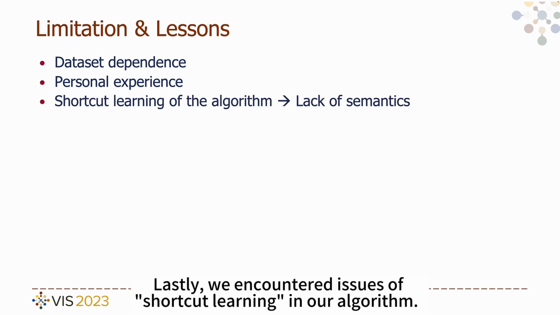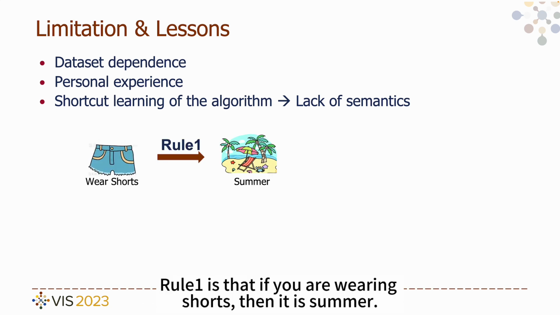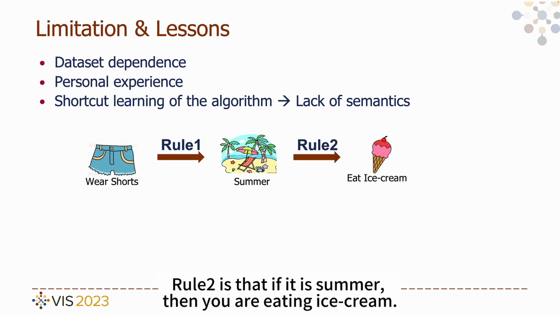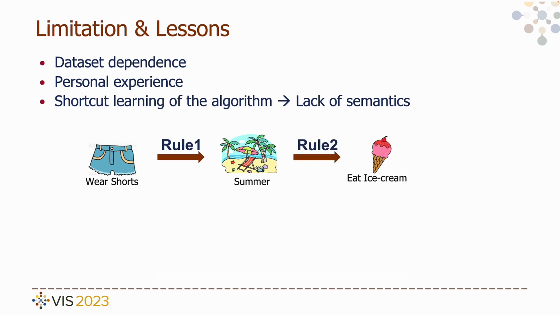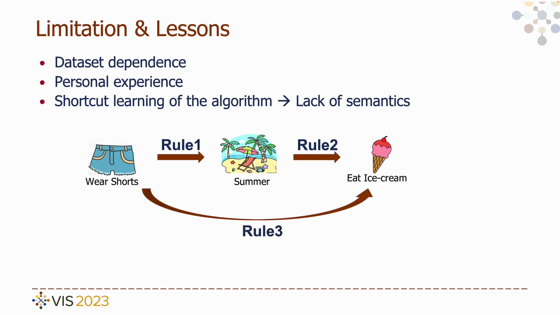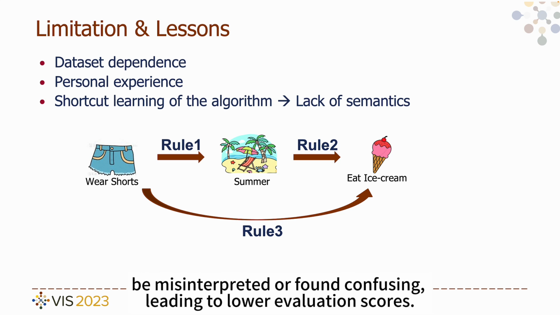Lastly, we encountered issues of shortcut learning in our algorithm. To illustrate, consider 3 inferred rules. Rule 1 is that if you are wearing shorts, then it is summer. Rule 2 is that if it is summer, then you are eating ice cream. Rule 3 is that if you are wearing shorts, then you are eating ice cream. The third rule, derived from the first two, lacks semantics and could be misinterpreted or found confusing, leading to lower evaluation scores.